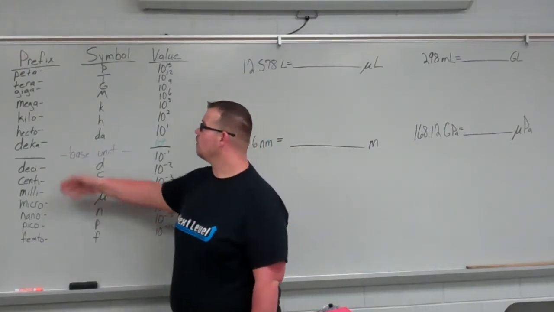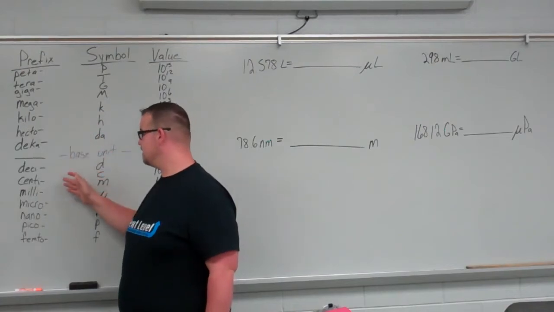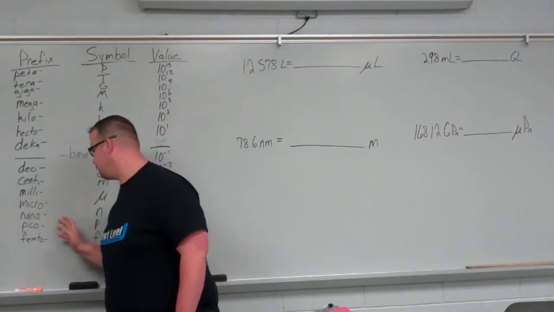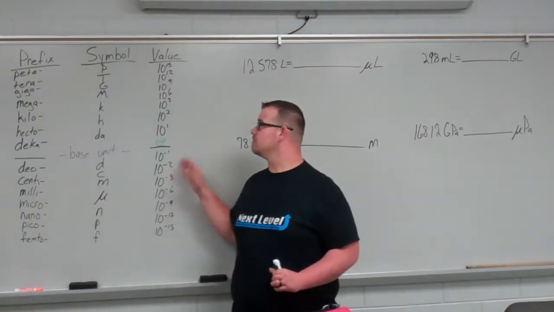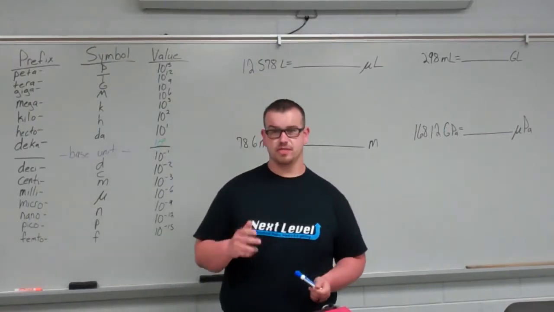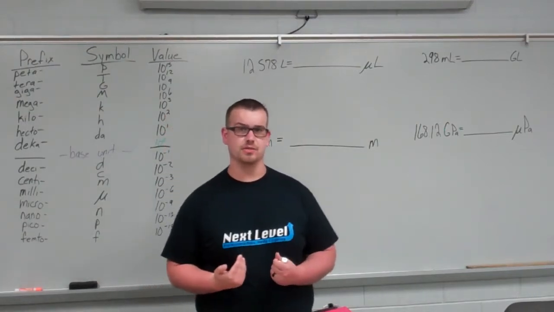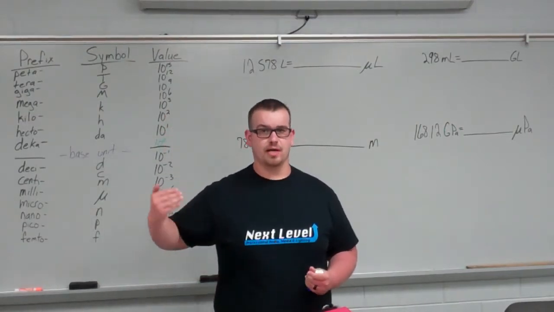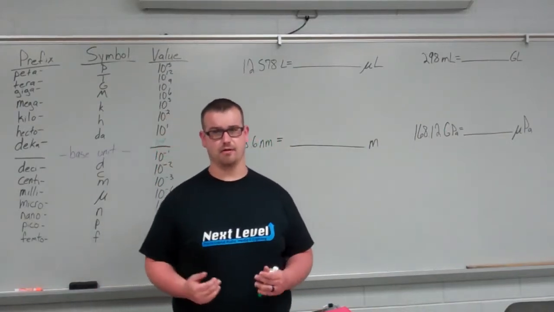Make sure you know peta, tera, giga, mega, kilo, hecto, deca, deci, centi, milli, micro, nano, pico, and femto. Make sure you know all of them, the values that are associated with them, and their symbols. You have to know them all, because eventually you're going to get to a part in the class where I'm not going to be looking at you and telling you that you need to do a conversion. You have to notice that you have to do the conversion yourself.